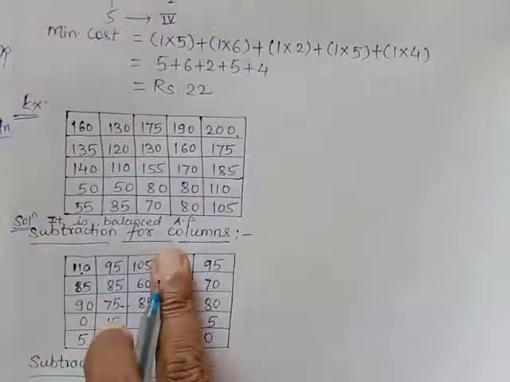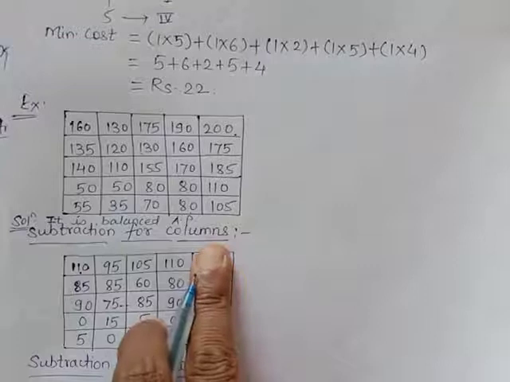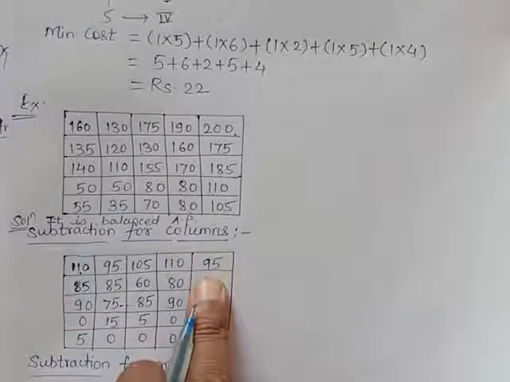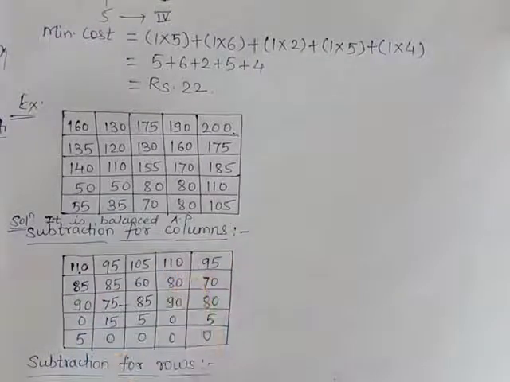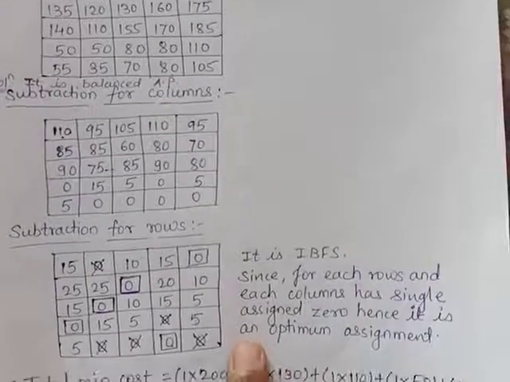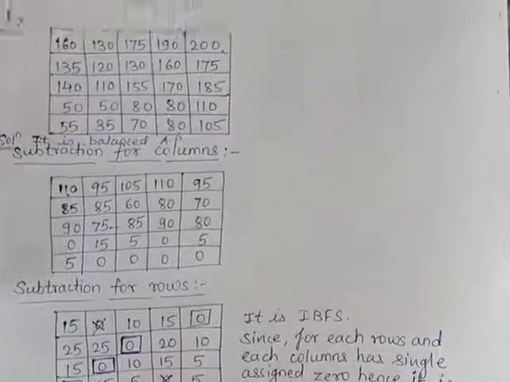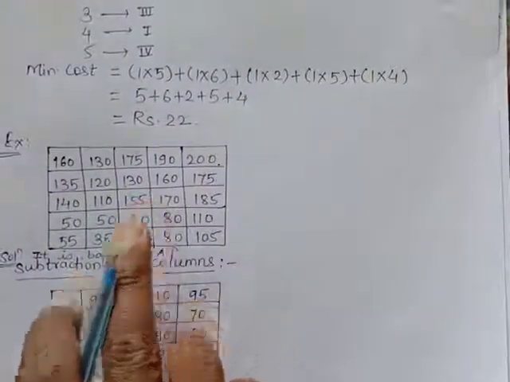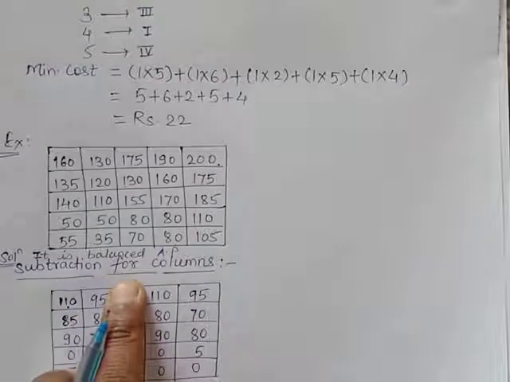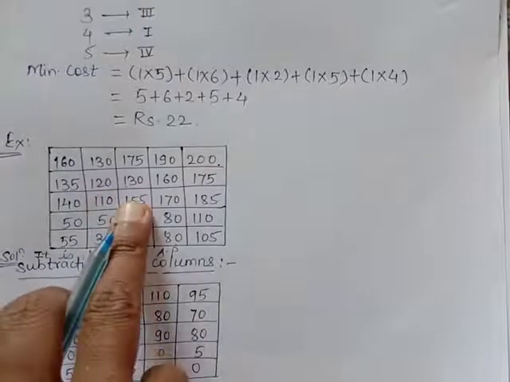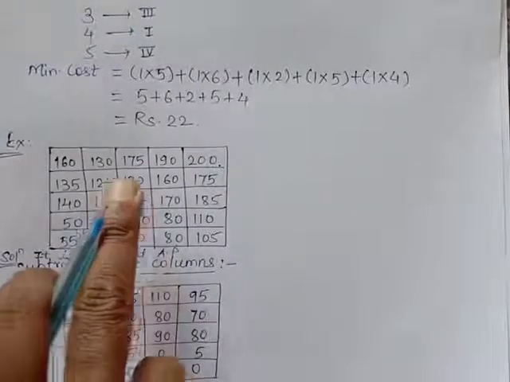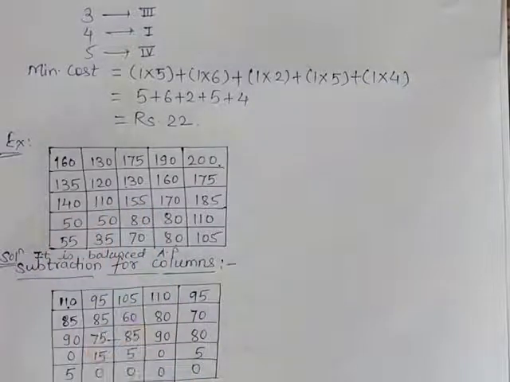Here I did subtraction for columns first, but you do subtraction for rows first and then solve this one. Check this, it must give the same minimum cost. Remember this thing. I have done subtraction for columns first. You have to do subtraction for rows first and solve this one. You should get the same cost.